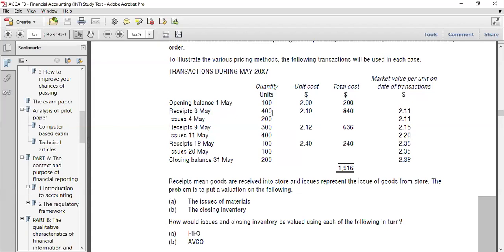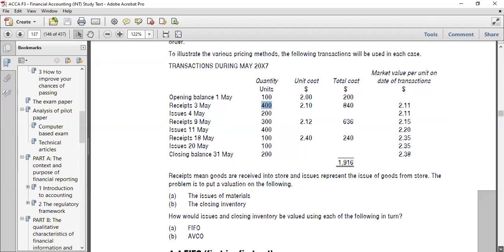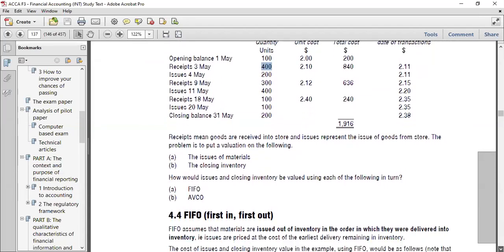We shall first sell off what we started with, and since we've finished all of the 100, because the issue is 200, the remaining 100 shall be picked from the next batch. That is the key principle for how we are going to value the issue. We are going to see how that plays out here.